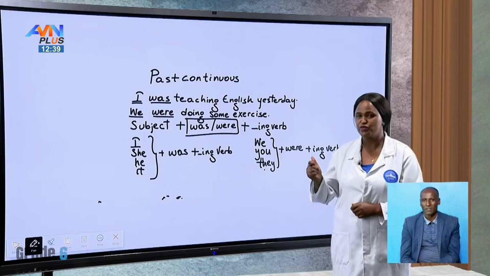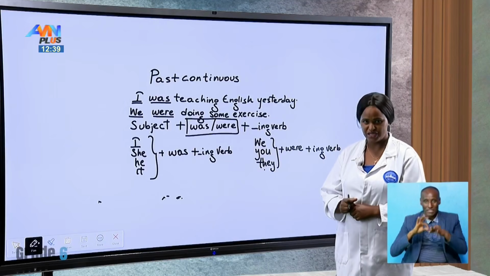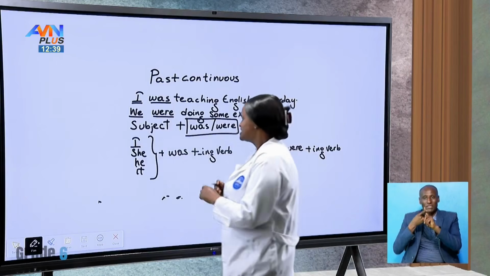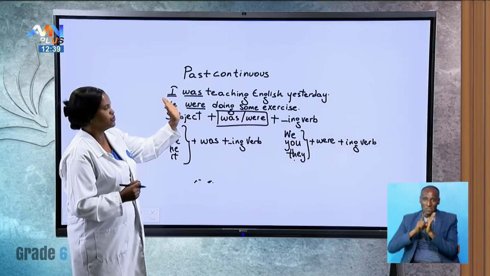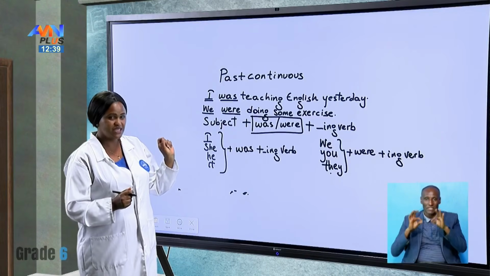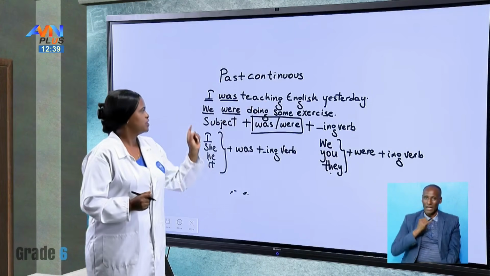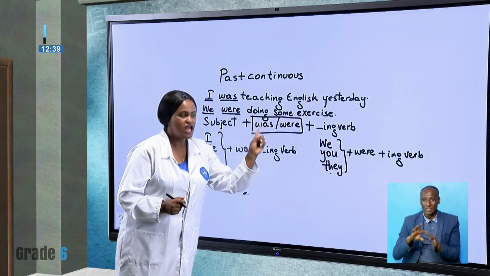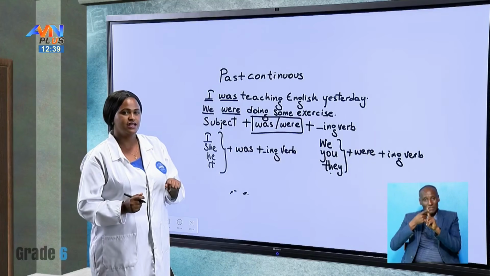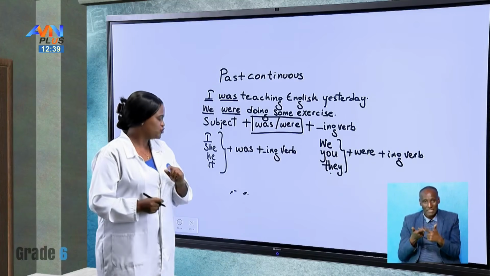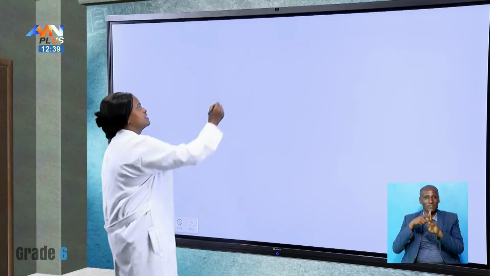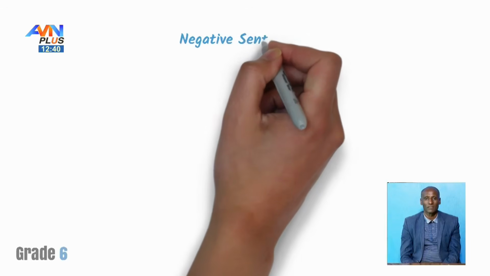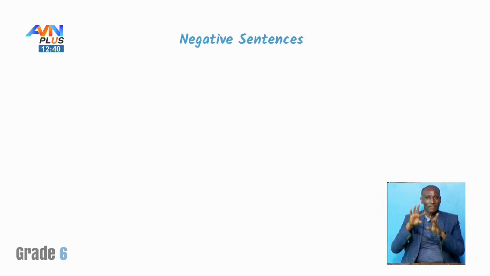Let's see the 3 types of sentences using this past continuous. The first one is the affirmative or positive sentence, just like what we were doing here. What were we making here? We were making what? Positive sentences. Yes? I was teaching. We were doing. These sentences are what? Positive or affirmative sentences. The second type is negative. How do we make them negative? Let's see. Negative sentences.